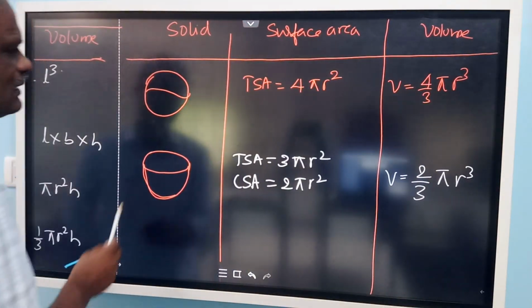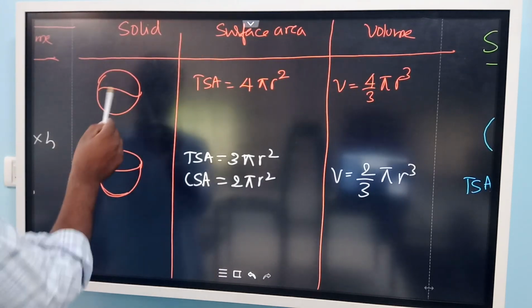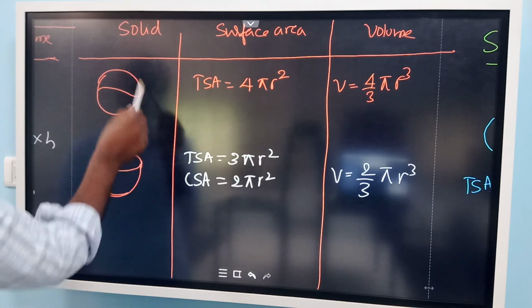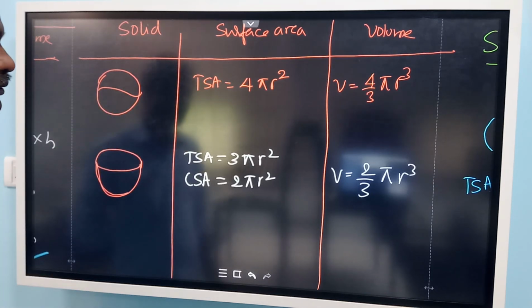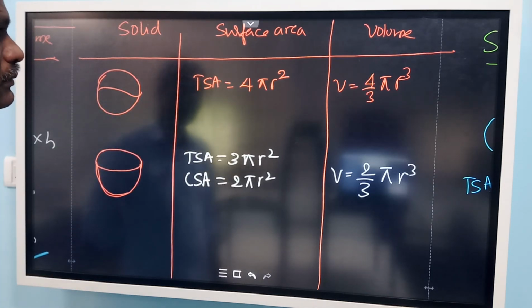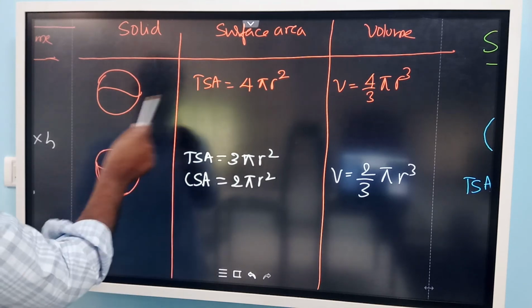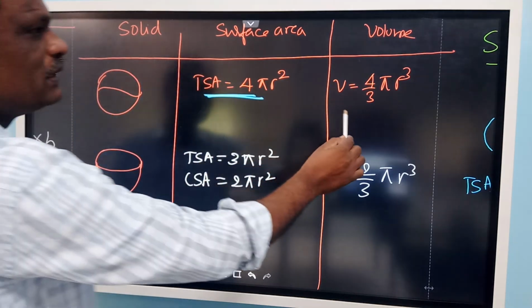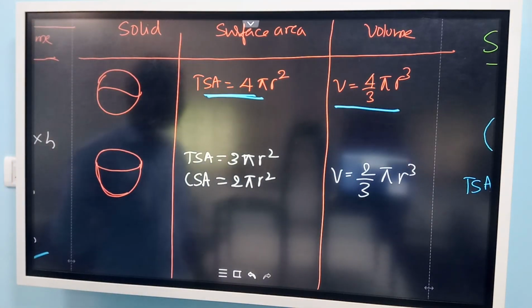So the next one is another solid, the sphere. The total surface area is 4 pi R square and the volume is 4 by 3 pi R cube.